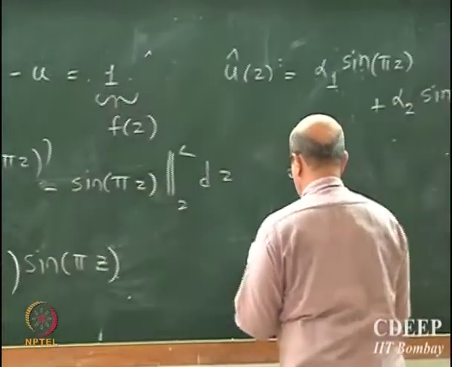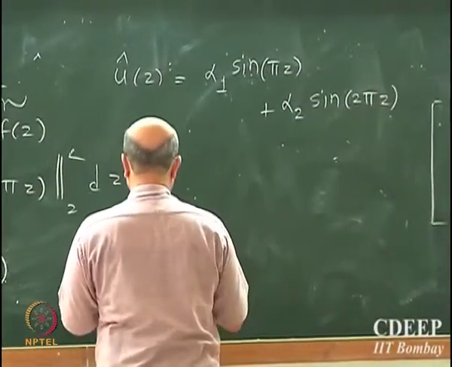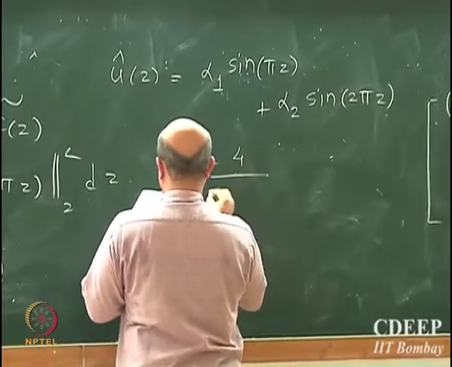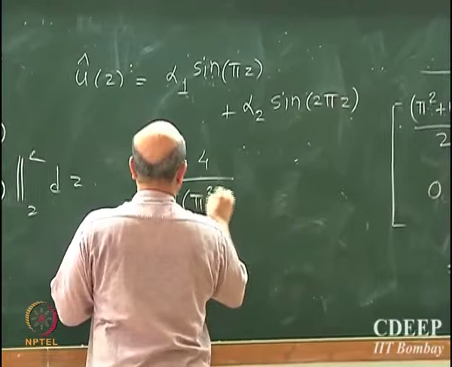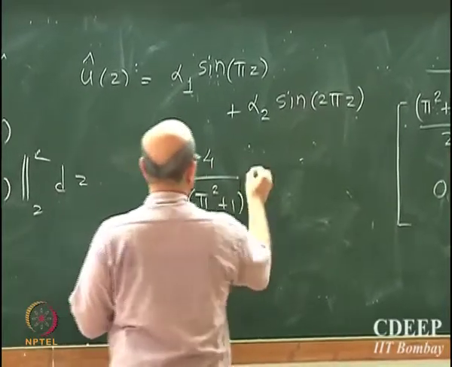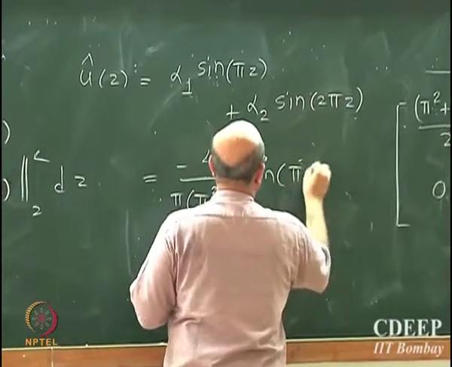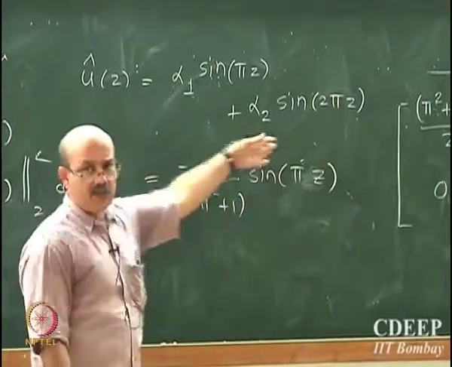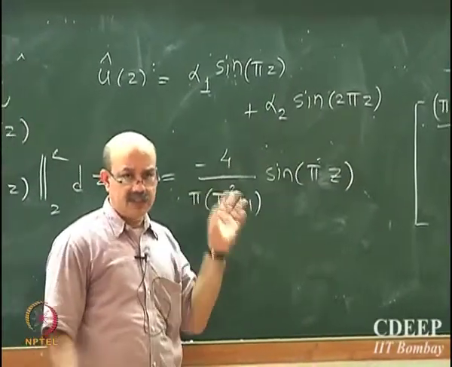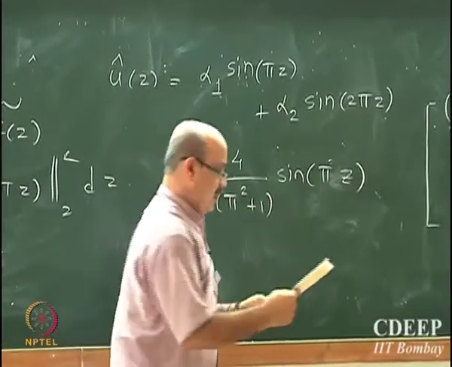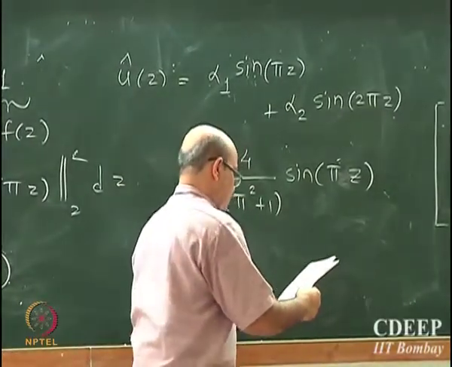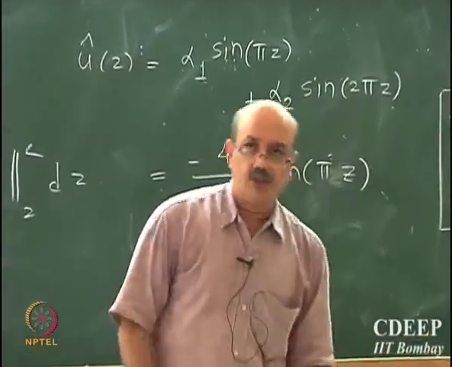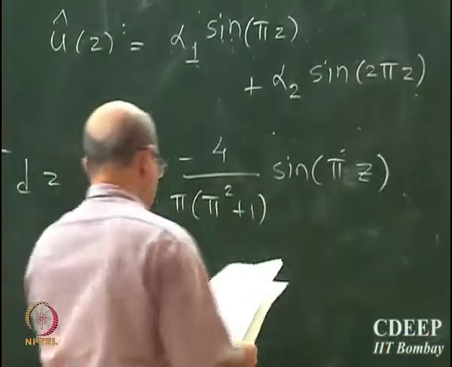my solution comes out to be minus 4 by pi square plus 1 sin pi z. So which means alpha 2 comes out to be 0, alpha 1 comes out to be this, and this solution is pretty close to the, in this particular case, the true solution can be found out.